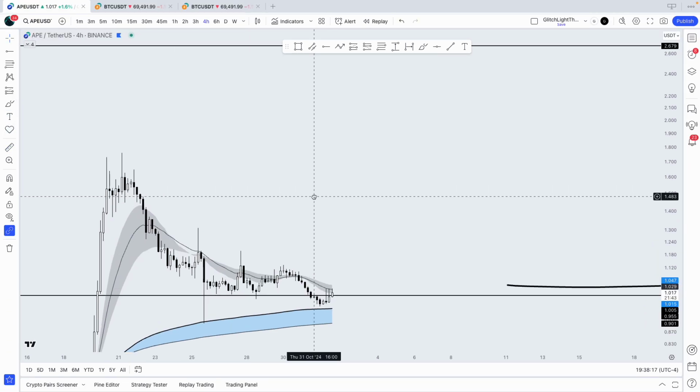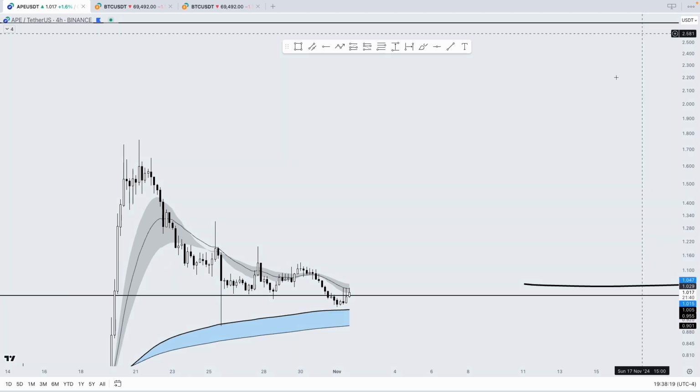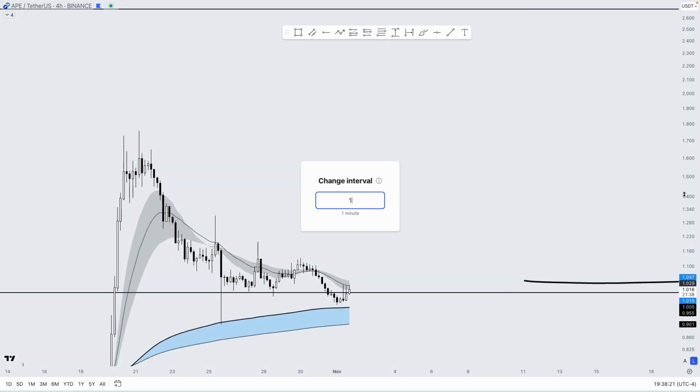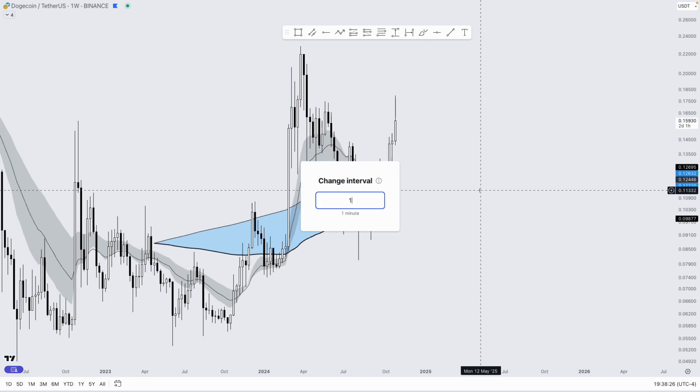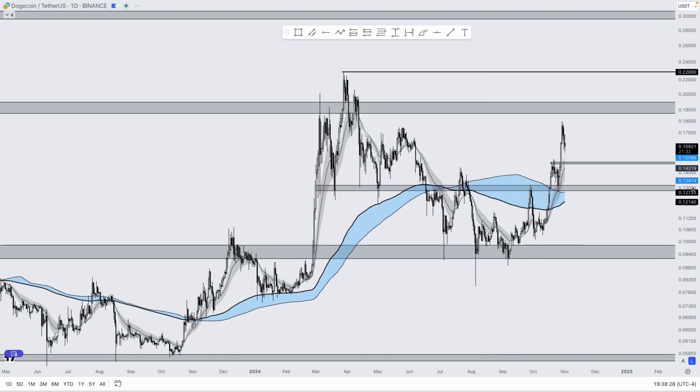That's like 137%. Yeah, pretty crazy. But yeah, that's what caught my attention. Basically, just need to hold this weekly trend flip here. Okay, Doge. So a lot of people interested in Doge at the moment.